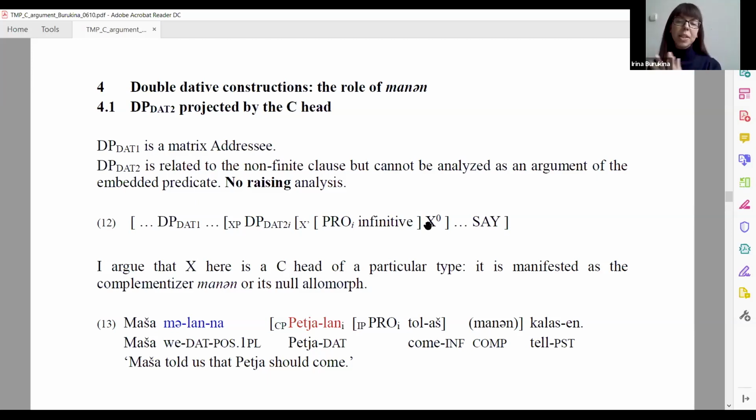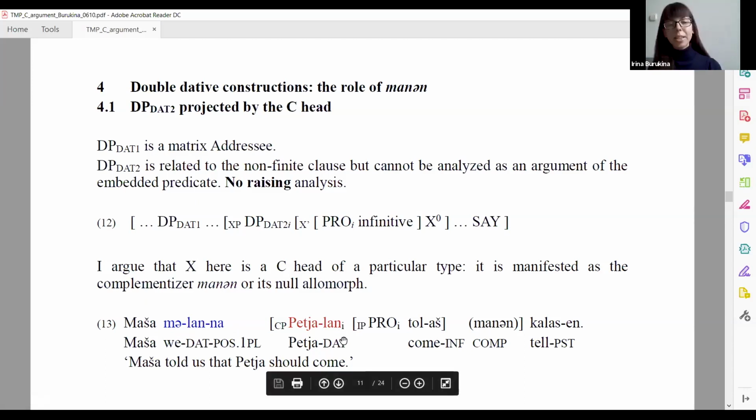So in Mari, it is manifested as the complementizer manen, or its null element. So manen can be optionally covert, and you can see it schematized in 13. So we have Masha, Milanna, Petelan, Tolash, Manen, Kalasen. So I argue that Kalasen selects this CP as its complement. And within the CP, the specifier position is occupied by the dative DP, Petelan. Then the complement of the C head is the non-finite IP with the pro subject. Control is established between the dative DP and the pro subject. And manen is this optionally covert, optionally overt complementizer.